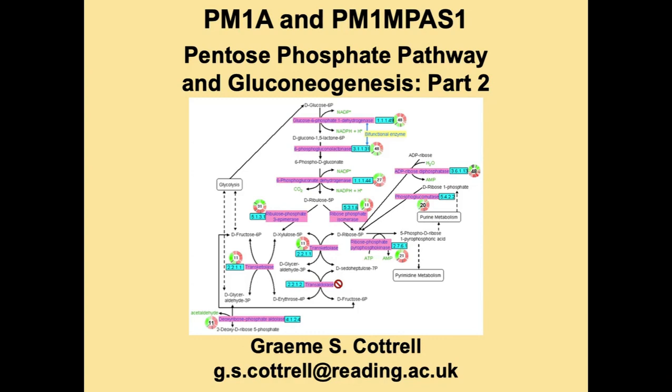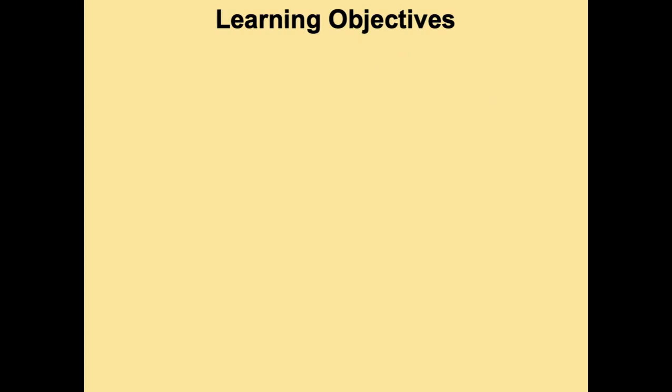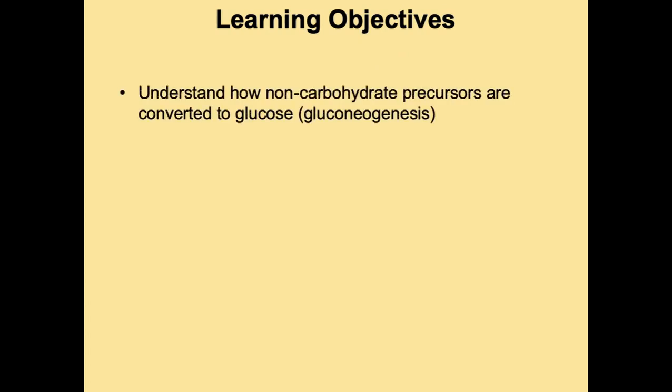Hello and welcome to part 2 of the pentose phosphate pathway in gluconeogenesis. And in this video we're going to focus on gluconeogenesis. So the learning objectives of today's video is to understand how the body uses non-carbohydrate precursors to make new glucose. This process is called gluconeogenesis.